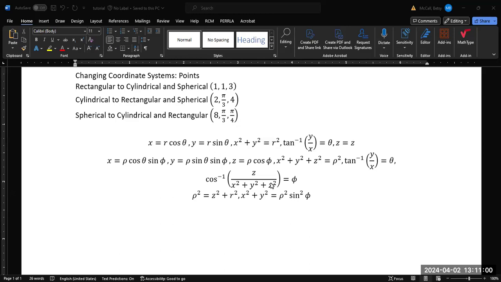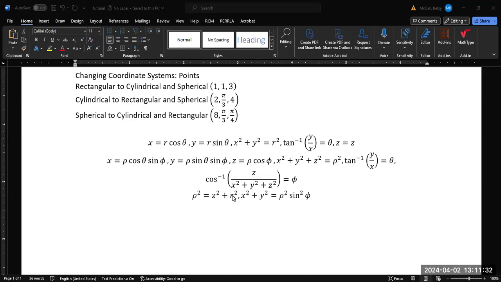Now, we have these identities that we have to keep track of. These first set of identities are basically the same identities you use in polar coordinates. Cylindrical basically just is polar, but with z. These are the identities that we would use in spherical coordinates between rectangular and spherical. And then we can also add on a couple of additional ones for changing from spherical to cylindrical.